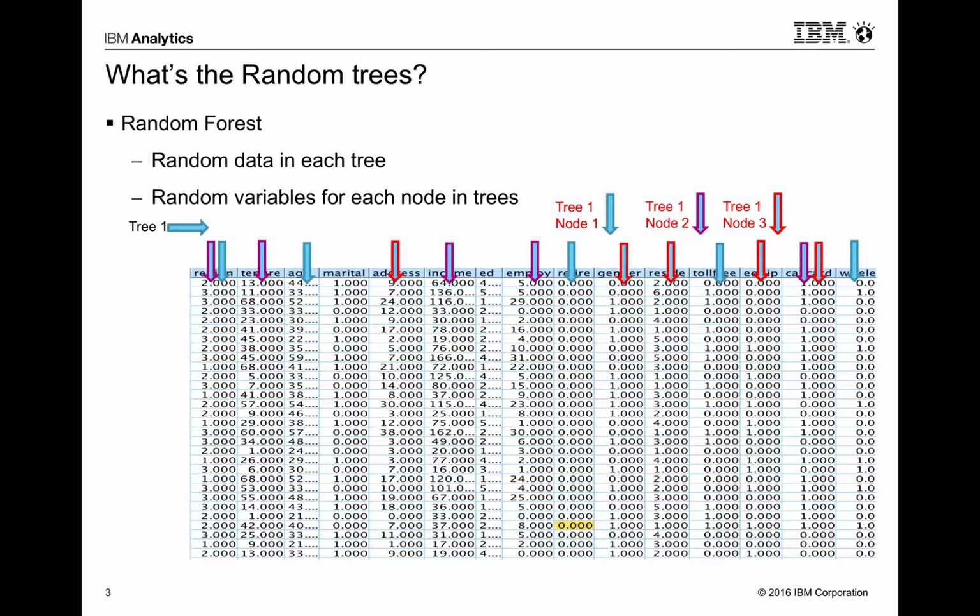After that, we build a lot of trees and use different records, and within the same tree we use different variables. We call this method of building decision trees random trees, or random forest.